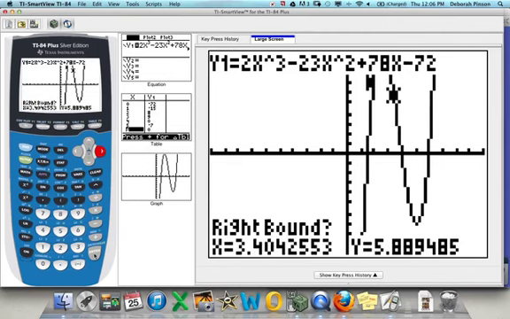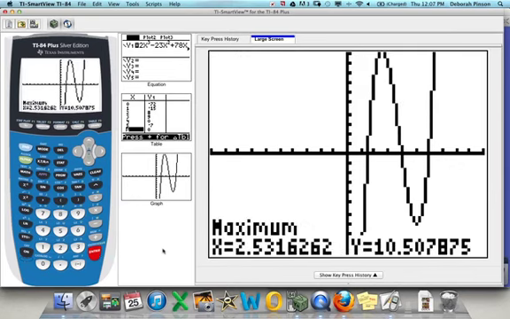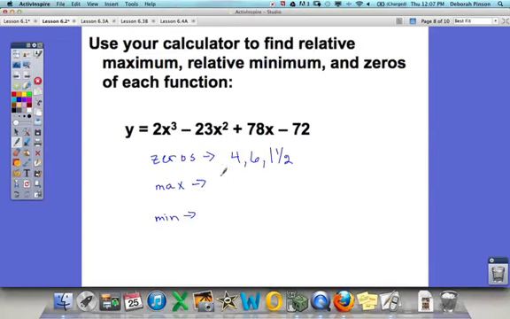Okay, so there I am. Those two little arrows should be pointing at each other. Sometimes they're hard to see if they're on top of the graph. Guess if you want, if not, hit enter. Okay, so my maximum, and we're just going to round to 2 decimal places, is 2.53, 10.51. So 2.53, 10.51.